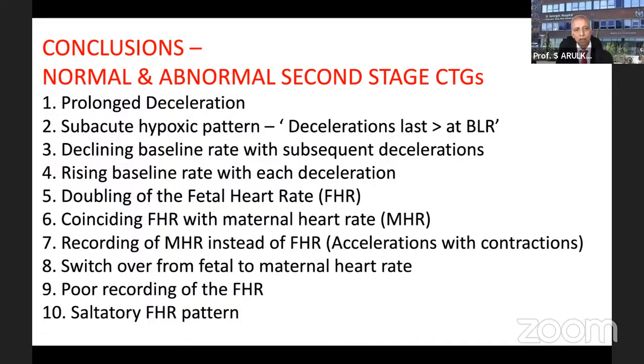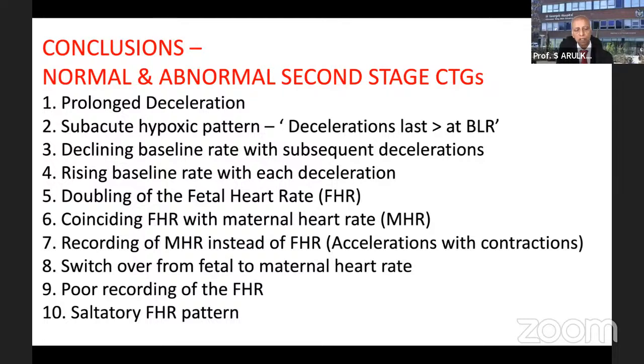And you have to be aware that the fetal heart rate and maternal heart rate might coincide with each other if the fetus has a bradycardia or the fetal heart rate is absent. And recording of the maternal heart rate instead of the fetal heart rate shows an accelerated trace in the second stage. And this switch can take place halfway through. And in the second stage, you must expect head compression decelerations. And poor recording of the fetal heart rate is the worst out of the lot. And when there is a poor recording by the ultrasound transducer, either you have to convert to a scalp electrode or use a stethoscope to find out.